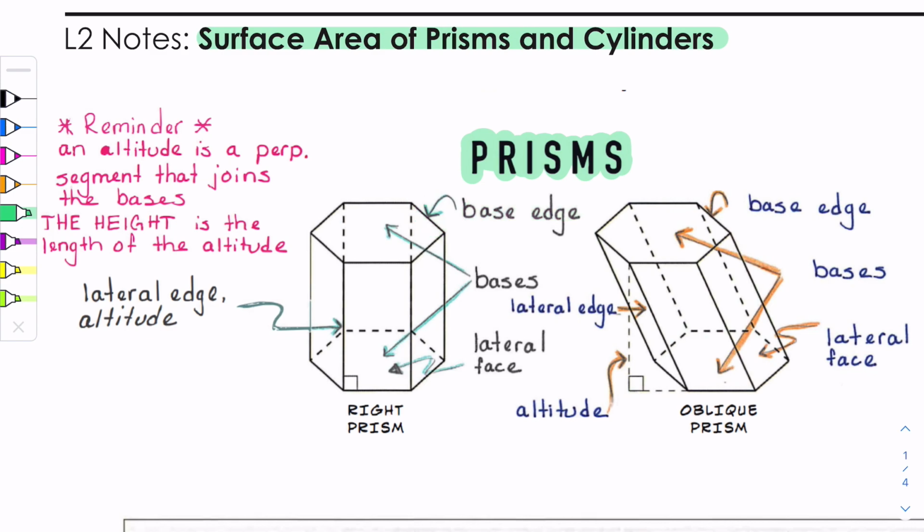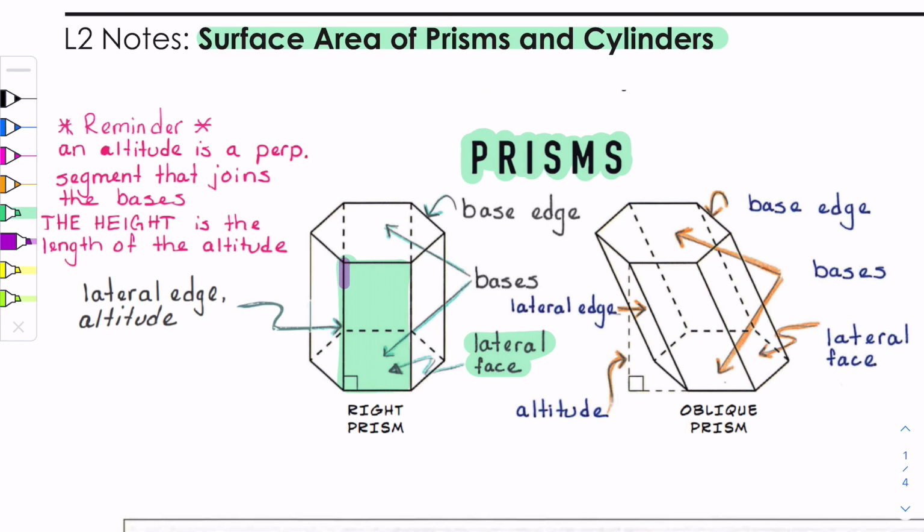You have your lateral edge. Let's back up. Let's talk about lateral face. It's kind of hard to see where my arrow is pointing, but the lateral faces are the sides of the figure. So a lateral face is not a base. It is the actual sides around the figure.